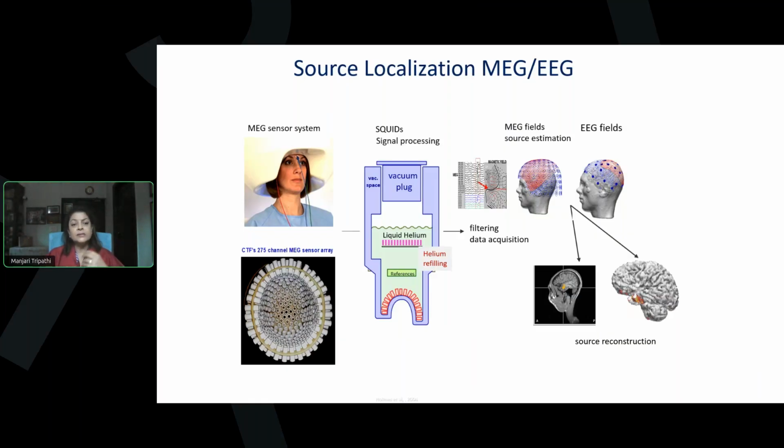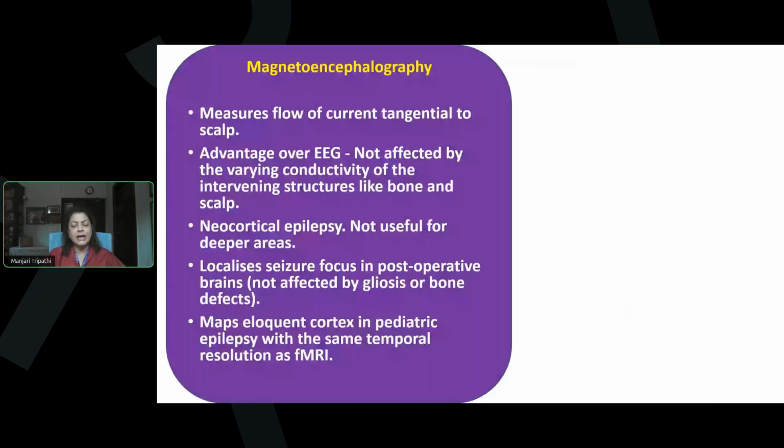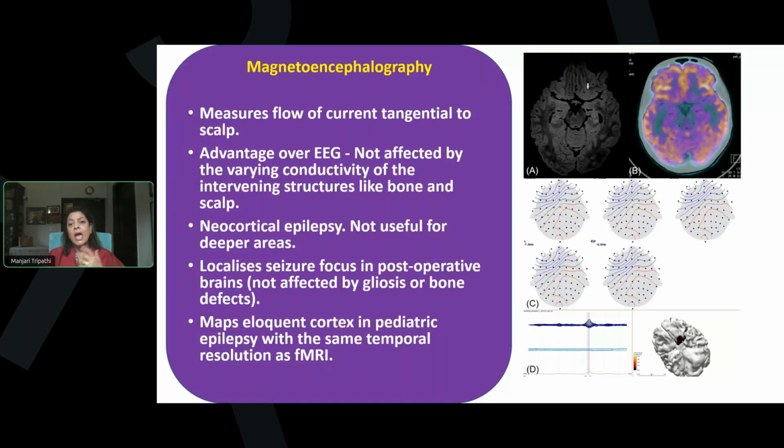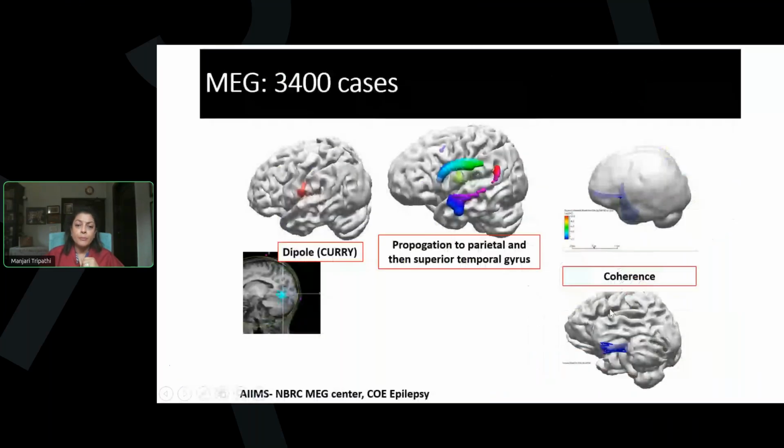And of course, it measures the tangential dipoles. It does not get affected by volume conduction, so it has an upper hand over EEG. And it can pick up subtle findings where you have these subtle findings in the MRI. You can have very good localizations. You can also study the propagation of the discharge in the MEG.